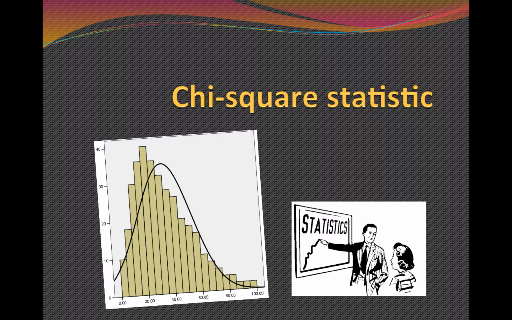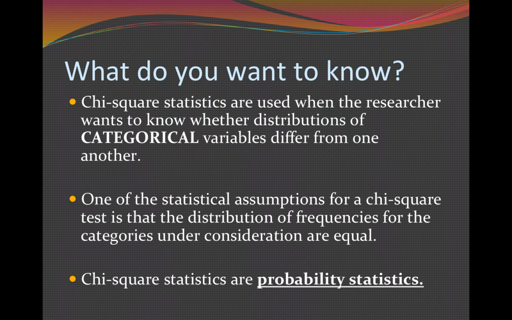We will be covering chi-square statistics in this one, and that is when you have to analyze two categorical variables together to determine if there's a greater likelihood of one over the other. So, again, you can only use categorical variables, and these are probability statistics.